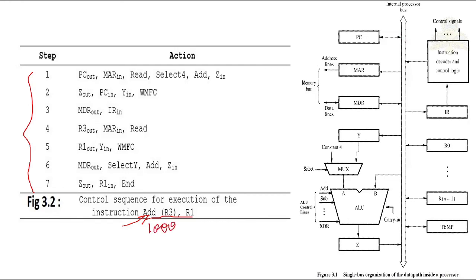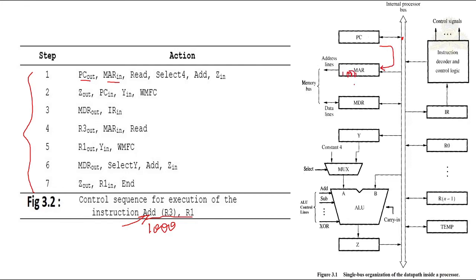In memory location 1000, this particular add instruction is present, the entire instruction is present, and PC is pointing to that. So PC out, what it does, the value 1000 will be moved out and it will be present in the internal processor bus. The next one is MAR in. Whatever the contents of the PC, which are present on the internal processor bus, now have to move to MAR.